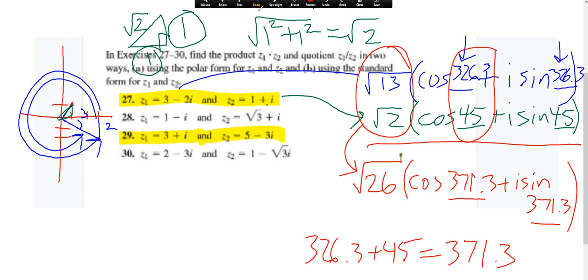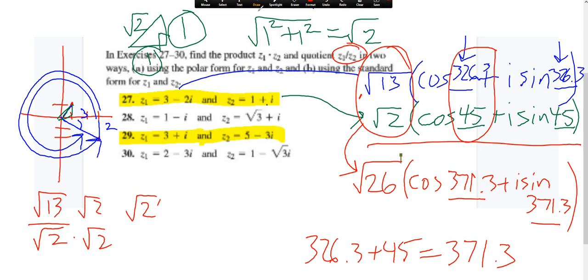And so now they've asked me to do the division. Okay, it says find the quotient, Z1 over Z2. So now I'm going to divide those two things. What do you get when you take radical 13 over radical 2? Radical 13 over radical 2, okay. Probably should rationalize that just for fun, giving me radical 26 over 2.